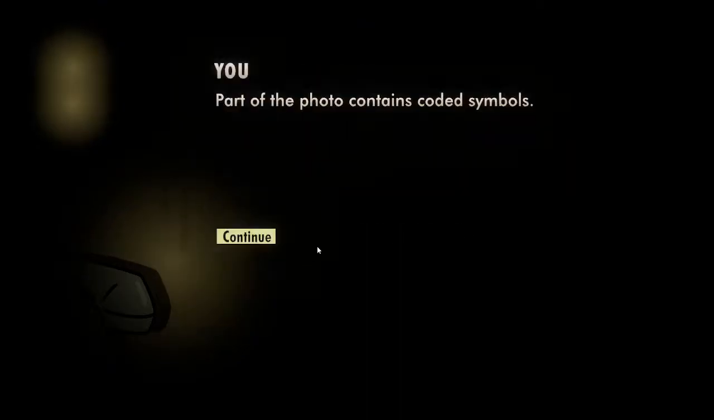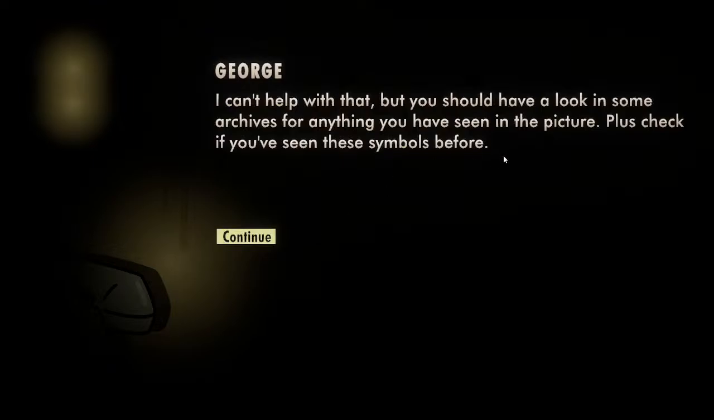Did part of the photos contain coded symbols? I can't help with that, but you should have a look at some archives for anything you've seen in the picture. Plus check if you've seen these symbols before. Thanks, George. Oh, wait a minute.